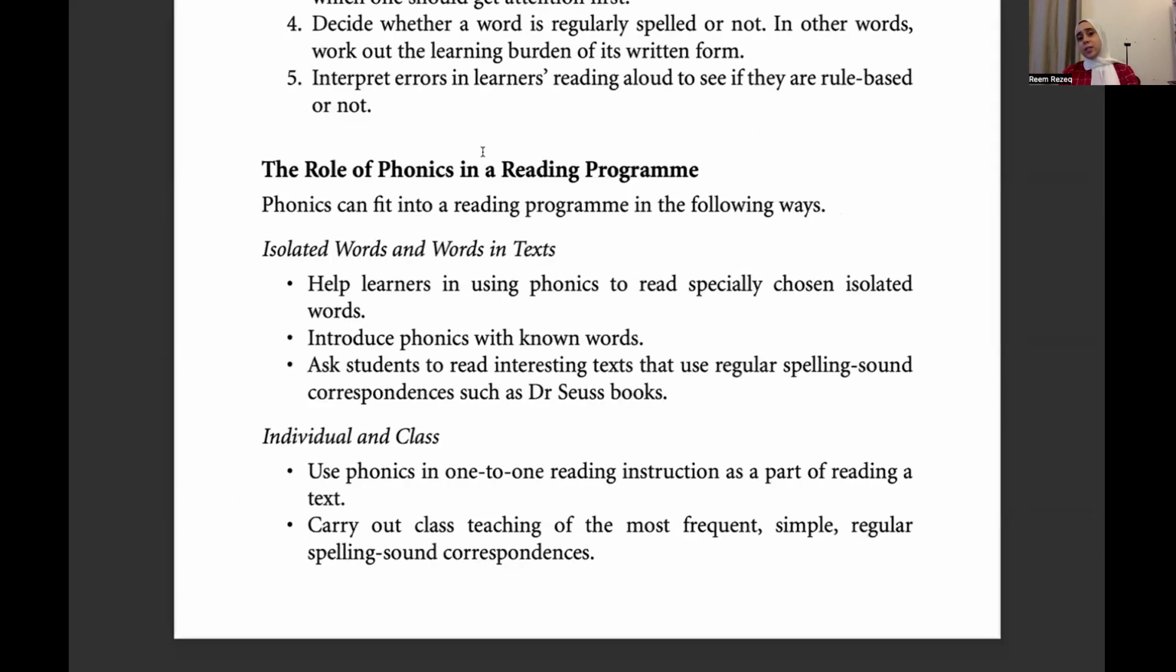The role of phonics in reading. What is the role of phonics? Isolated words and words in text. It helps learners use phonics to read chosen isolated words. Also, individual and class use of phonics and one-to-one instruction are part of reading text to carry out the class teaching, with frequent, simple, regular spelling-sound correspondence. So with all these things we can make a reading program.